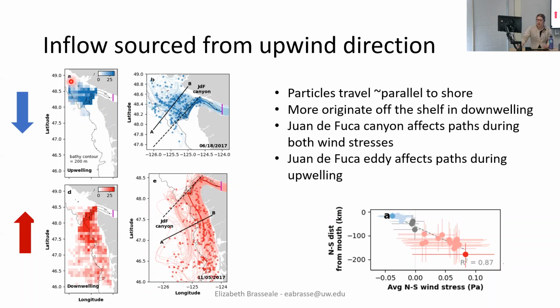We found a really strong pattern: when the wind is from the north and we're looking at what comes into the Salish Sea, it's all coming from the Vancouver Island shelf. And when the wind is from the south and we're looking at inflow to the Salish Sea, it's all coming from the Washington shelf.